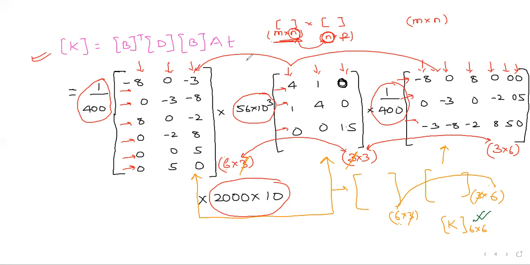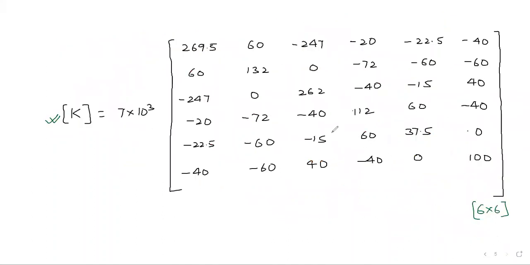Just multiply the first and second matrix and then multiply the result of the first and second with the third one. You will get the final matrix in this form. After calculating, I would suggest you calculate the stiffness matrix and just compare with the given stiffness matrix, whether you are going to get the correct one or not.